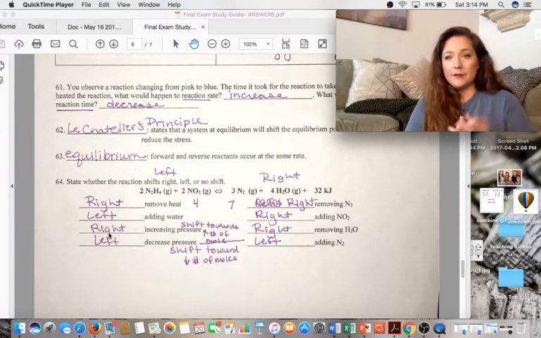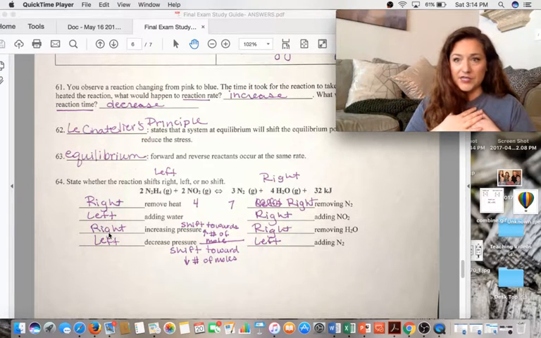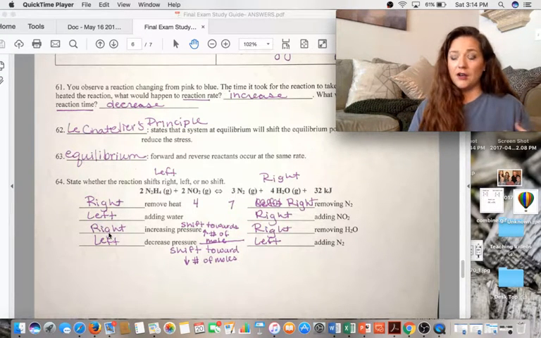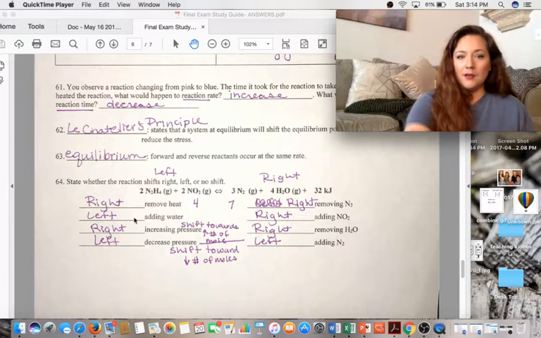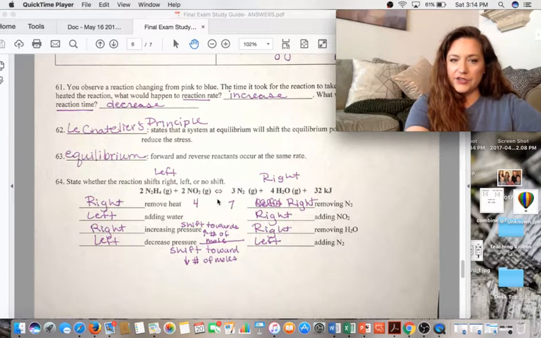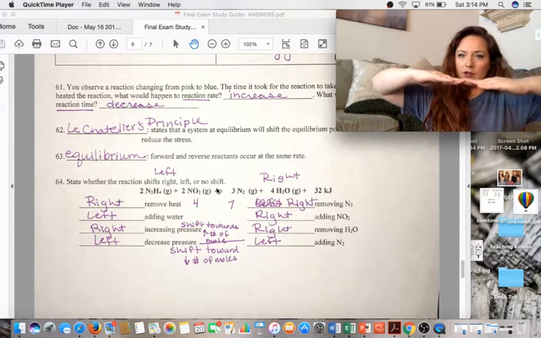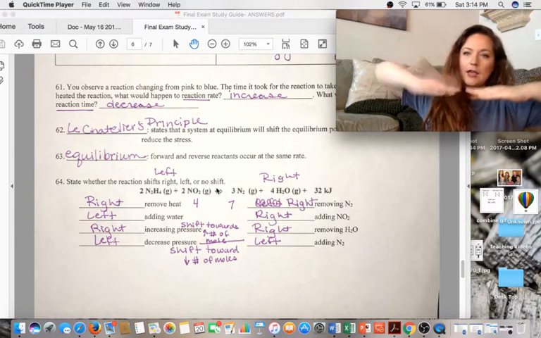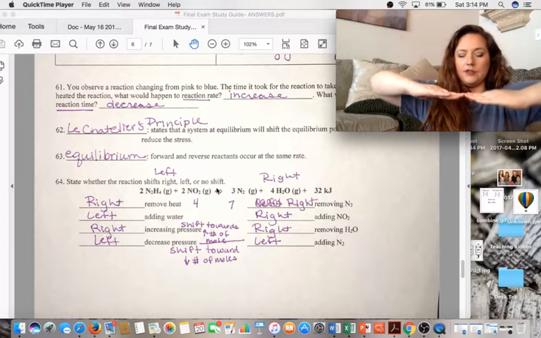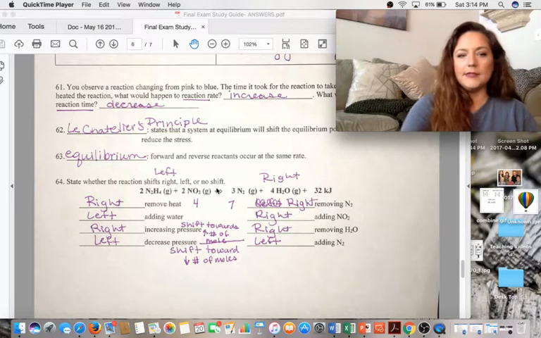So in number 64, in my classes at least, we use a seesaw as an example. Pretend this entire reaction, this entire equation right here, is a seesaw. And this is the pivot point of your seesaw. So right now your seesaw is dead even, straight across. You have your reactants and you've got your products. And they're dead even. And they can go either way. They can go left or right.